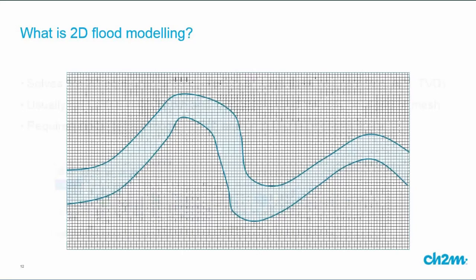Now, what would this look like if we take our example bit of channel again? So here we've got the in-bank channel and the floodplain, and here, if we're doing it all in 2D modelling, we would cut that up into either a mesh or a grid and represent the whole thing in 2D. So the calculation domain may look something like we've got on the screen at the moment.